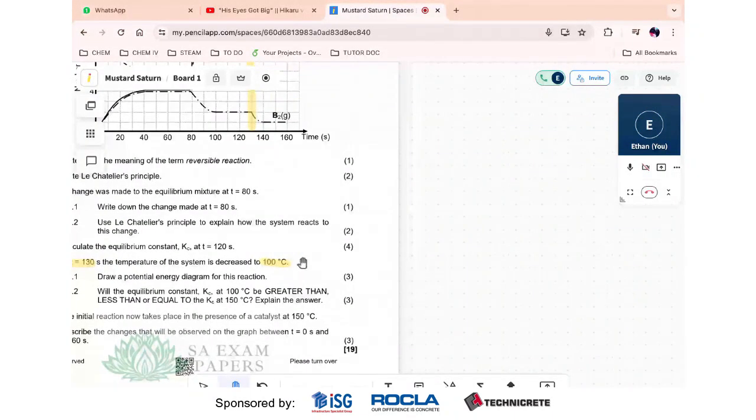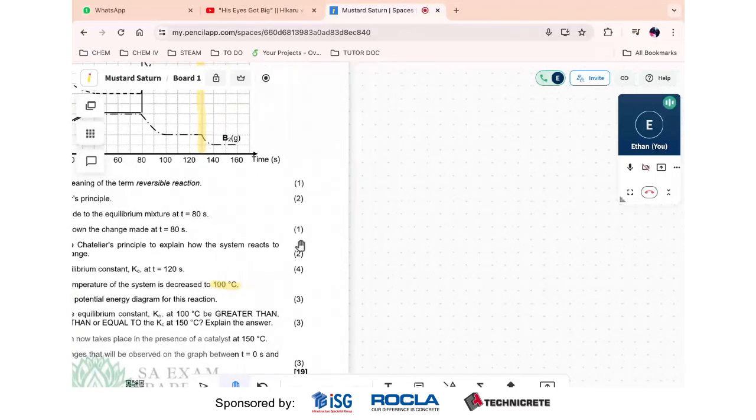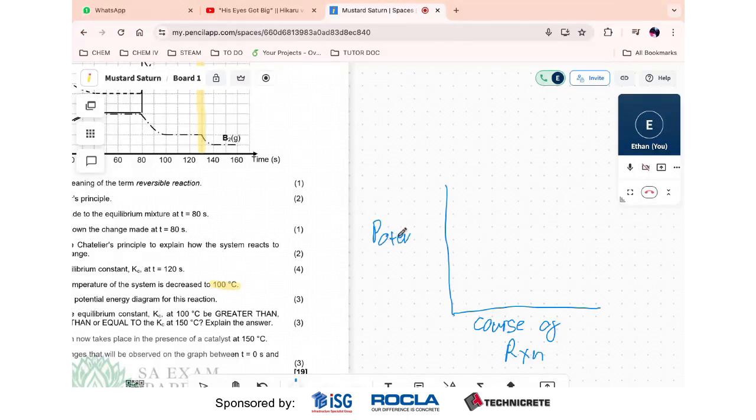Okay, so let us draw that diagram. So we need to remember a potential energy diagram looks something like this. We have a y-axis, an x-axis. On our x-axis, we just have, as the reaction goes on, you can just say course of reaction. I'll just write RXN for short. And then on the y-axis, we have the energy, in this case, potential energy.